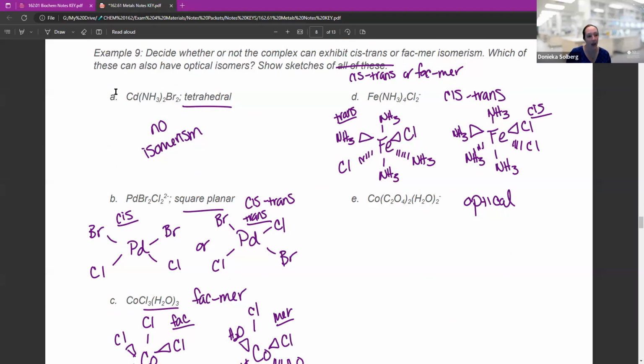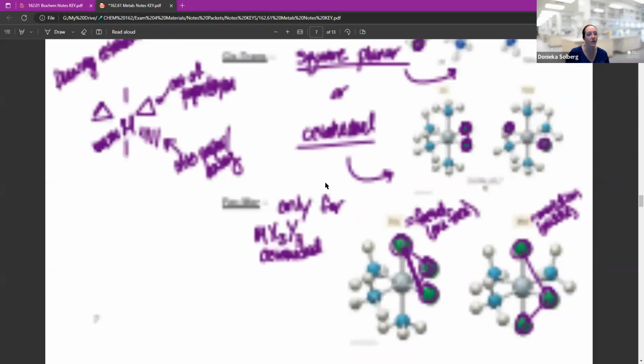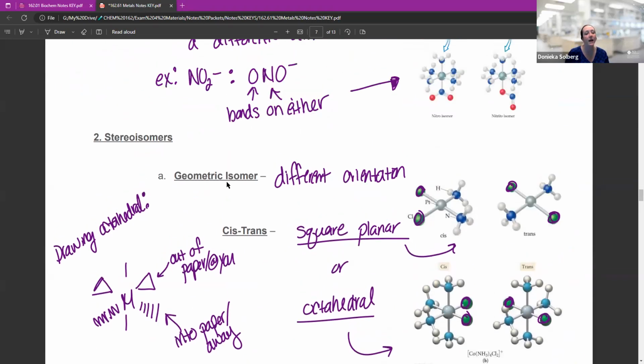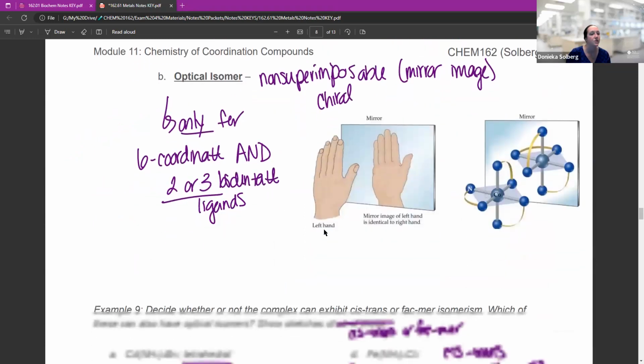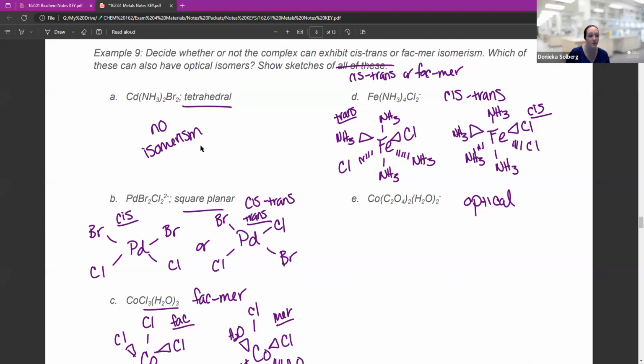Okay, so in part A, cadmium has 2 ammonias and 2 bromates. Now it has 4 things bonded to it, but since I told you it was tetrahedral, there's no isomerism present. We don't have, if you're looking at your options, any way to differentiate if they are tetrahedral, only if you have 4 bonds and it's square planar. So this one has no isomers.